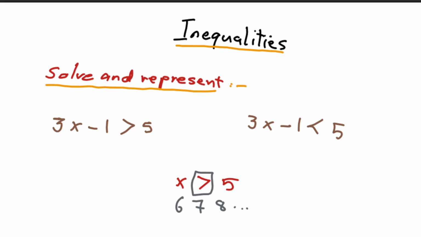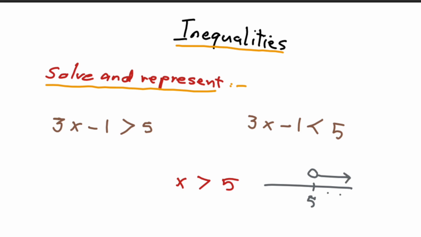And if I ask you to represent this on a number line, just bring the number line here, and let's say 5 is here. So we'll start at 5 itself. In this part, does x equal 5? No, it's more than 5. So it's going to be something like this. The 5 is not included, and then you go to 6, 7, 8. So you're going this way.